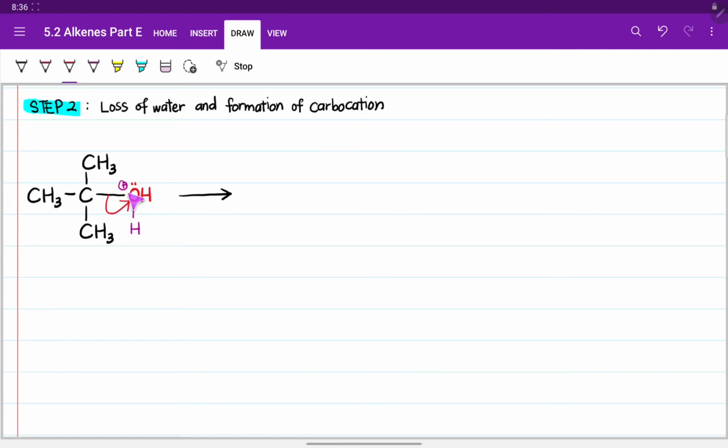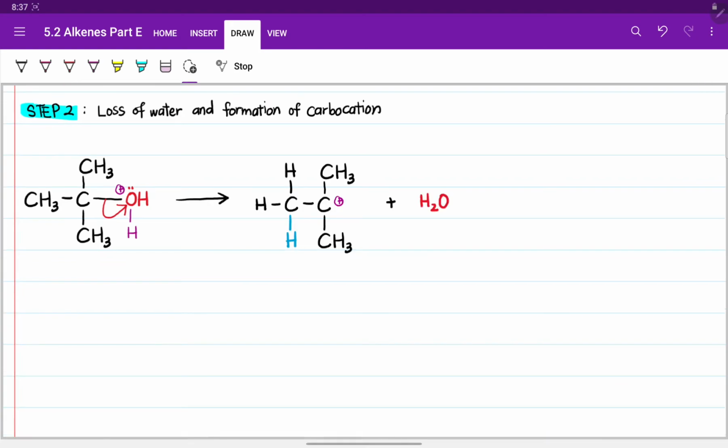So bila loss of water, bond dekat sini dah break, apa jadi pada carbon? Carbon will be positively charged. So you will get your carbocation. Okay, saya lukis dia punya produk. Okay, so ini adalah produk yang kita akan dapat. Okay, so carbon dekat sini tadi, this carbon dah jadi carbocation, CH3 tambah H2O.